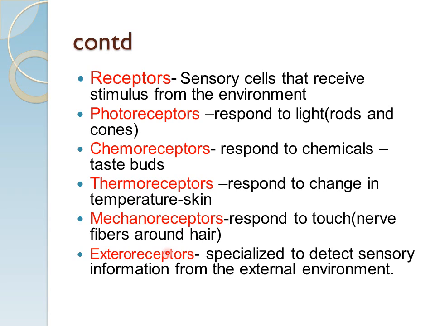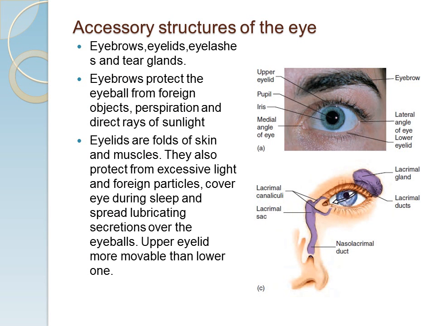Now we will proceed with the accessory structures of the eye. In this slide we will discuss the accessory structures of the eye. Here see the diagram of the eye. You can see the eyebrows, the eyelids, and please follow my red pointer, the eyelashes. And tear glands are there, which we can't actually see, but inside, under the eyelids, there are tear glands. These are all accessory structures of the eye.